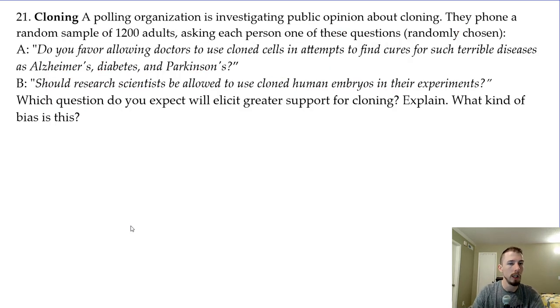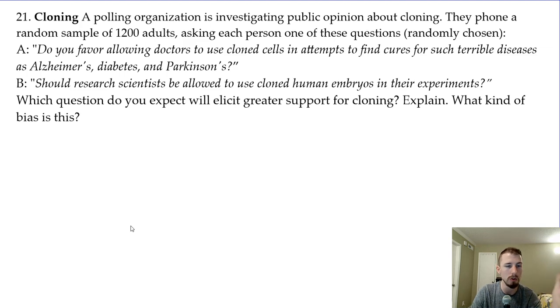21. Cloning. A polling organization is investigating public opinion about cloning. You phone a random sample of 1,200 adults, asking each person one of the following questions chosen randomly, so one or the other, A or B. Which question do you think will elicit greater support for cloning? So what kind of bias is that? If we're talking about the wording, remember that's response bias.